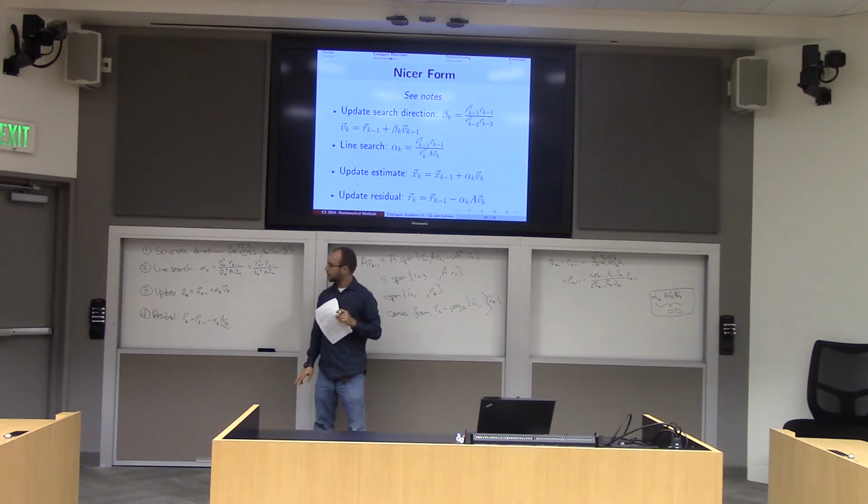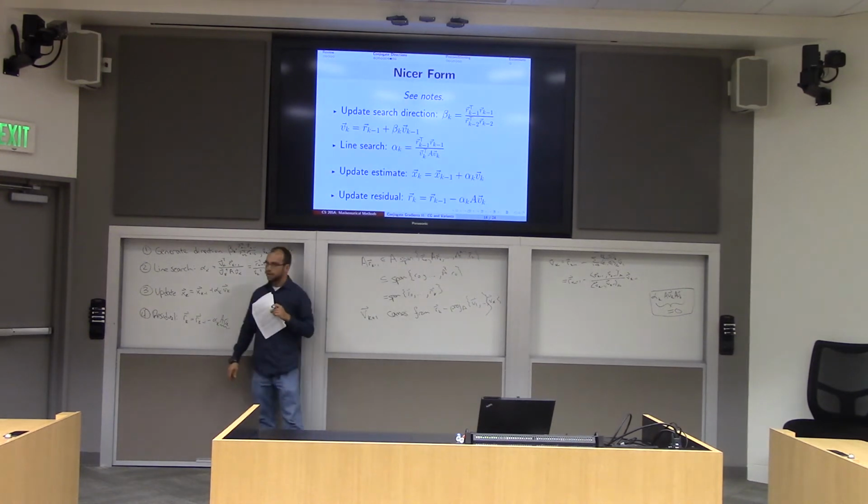Cool? So again, what you should keep in your head, on your exam, I promise, I know I give hard exams, but I promise you don't need to memorize this algorithm. What you do need to know is what these 4 steps are doing. We generate conjugate search directions, we do a line search, we update our current estimate, and we update the residual, because the residual helps us generate directions.